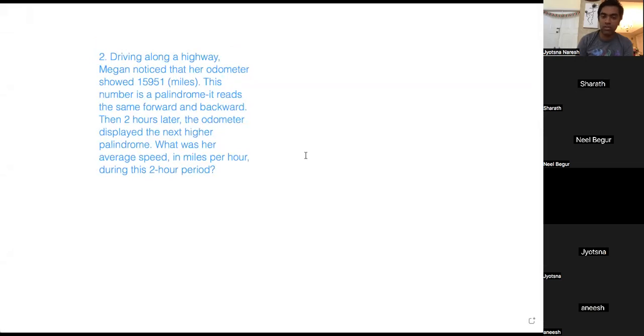Okay, good. 55 is correct. Sharat, can you explain? The next largest palindrome after 15951 is 16061. So you just subtract, and you get 110. But they're asking over the 2 hour period, so you do 110 divided by 2, and then you get 55.